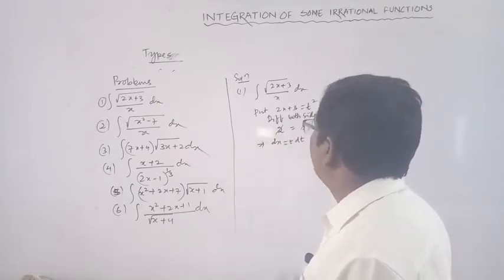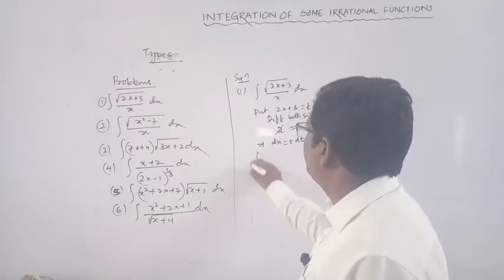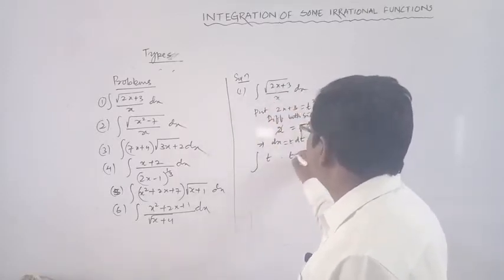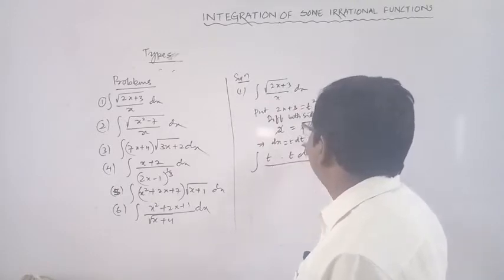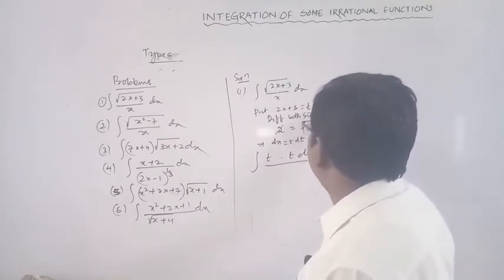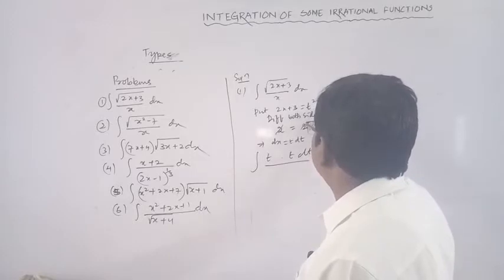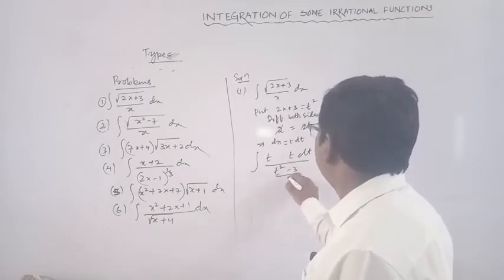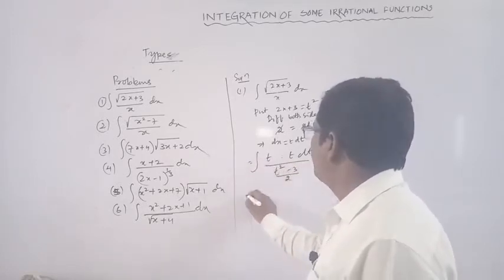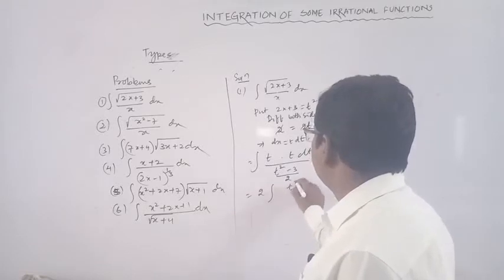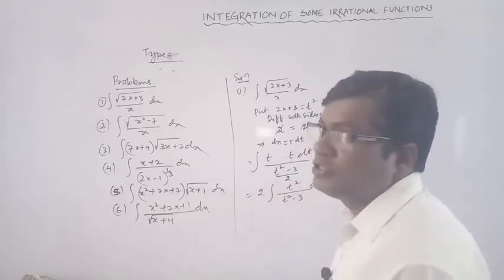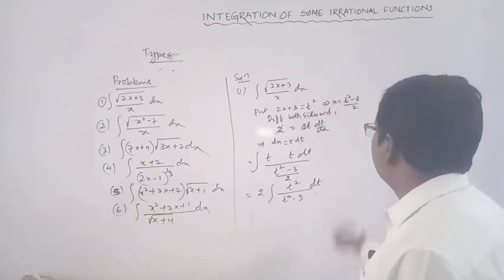So put here t for the square root, and dx means t dt, divided by the value of x. X is equal to (t square minus 3) by 2. So this is equal to 2 into t square divided by (t square minus 3) into dt. So we balance it: write minus 3 plus 3.